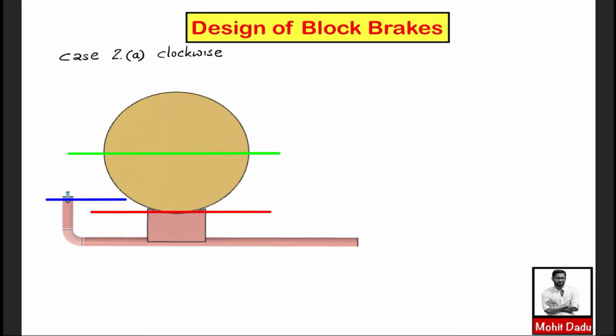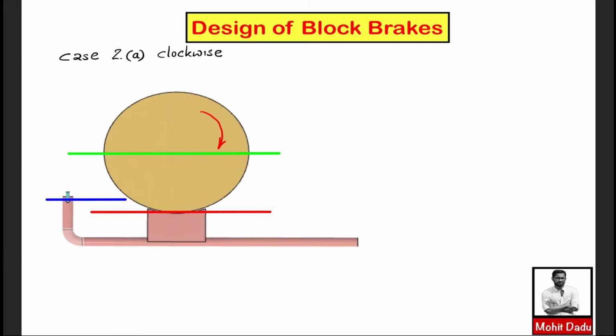So this is the second case where the pivot line and the frictional lines or the contact surface lines are at different levels. Here if you are observing, this is the pivot line which is coming in between the line of axis and the line passing through this frictional force. Here the direction of rotation I am taking as clockwise.